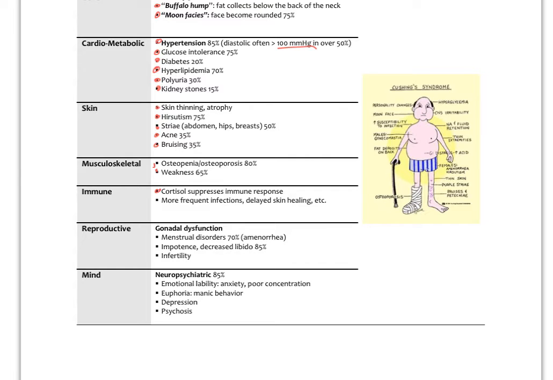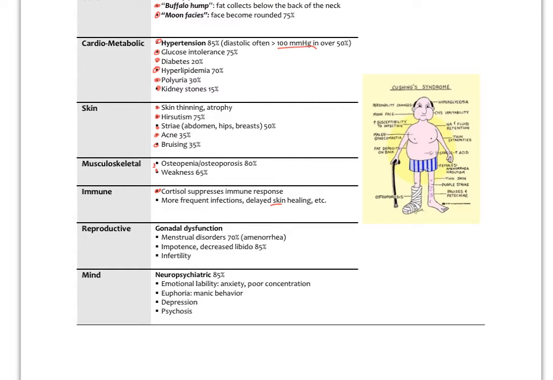Immune cortisol is going to suppress your immune responses long-term, especially more Th1 responses, but often shift you more into Th2, more allergy-type responses. And then you're going to see more frequent infections because of that, delayed skin healing, and so forth.